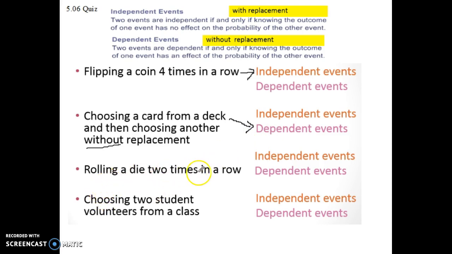If you roll a dice 2 times in a row, well, each time you roll the dice doesn't affect the second time. So these are considered independent events. Choosing 2 volunteers from the class. Well, if you have 30 kids in the class and you choose 1 volunteer, the second time you choose, you only have 29 students in the class. So that second probability is affected by what you did the first time. So it's a dependent event.